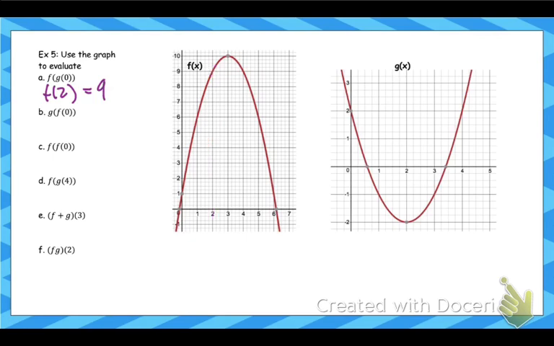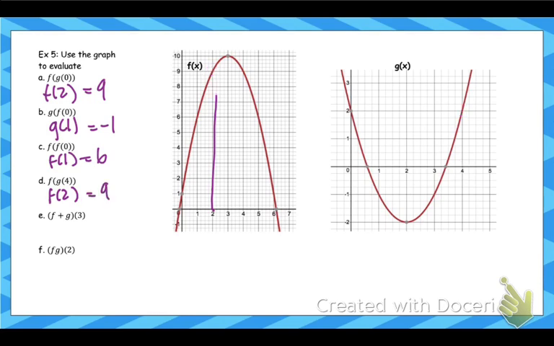All right, looking at the next one, f of 0. Okay, when x is 0, on the f of x equation, I get 1. G of 1. When x is 1, on the g of x equation, I get -1. Again, if you feel comfortable, pause the video, try these last ones on your own. All right, f of 0 is 1. F of 1 is 6. G of 4, so g of x equation, when x is 4, y value is 2. F of 2 is 9.